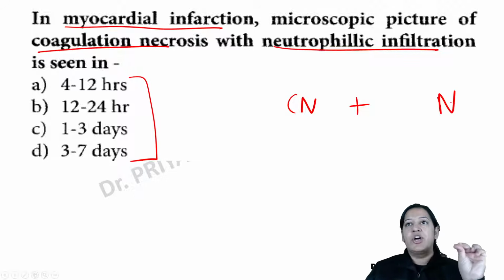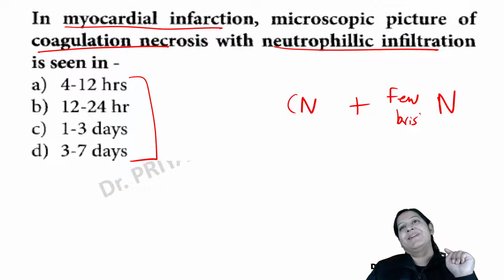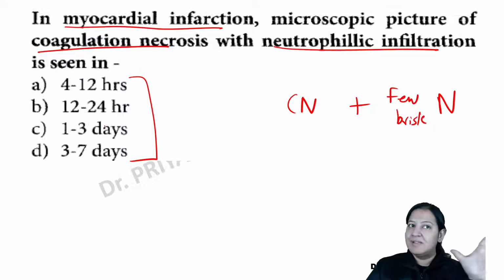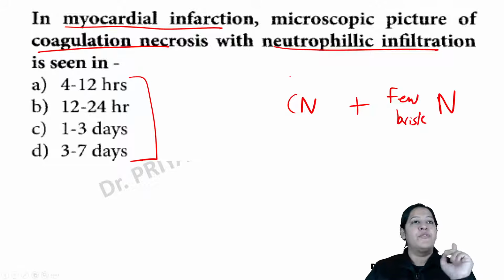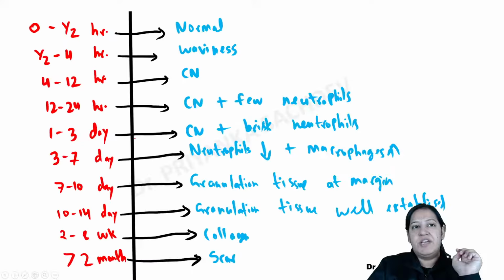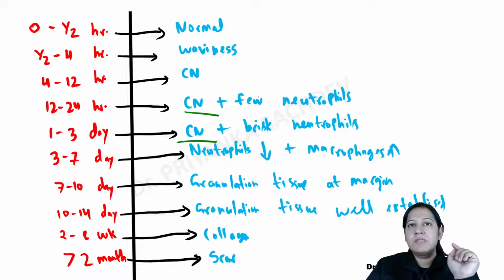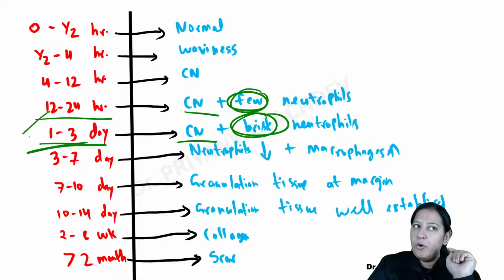But the clinch in the question is, I have not mentioned whether few neutrophils or brisk neutrophils. If I ask few neutrophils, the answer will be different. If I ask brisk neutrophils, the answer will be different. So the two options are B and C. If I say few neutrophils, the answer will be B. And if I say brisk neutrophils, the answer will be C. So 12 to 24 hours and 1 to 3 days. You can see here, coagulative necrosis with few neutrophils is 12 to 24 hours and brisk neutrophils is 1 to 3 days, and both are given in the options.